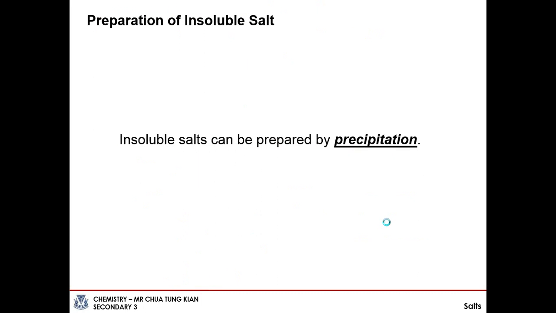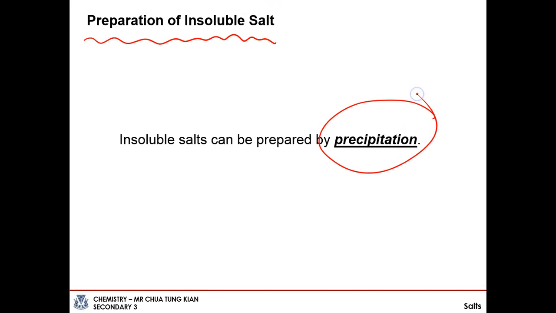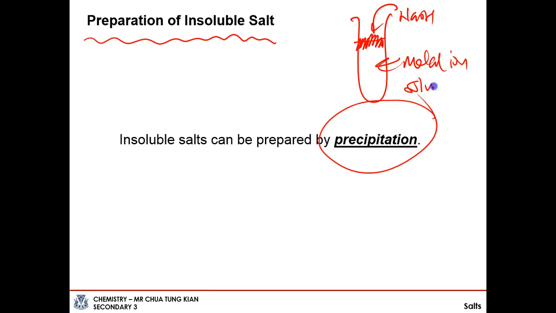So let's take a look at the first one, the easiest one, which is the preparation of an insoluble salt. You see this word here called precipitation. If you recall, precipitation in your QA is the white solid. Say you add NaOH to a solution containing a metal ion, you will see a precipitate here. The precipitate is basically the insoluble compound.